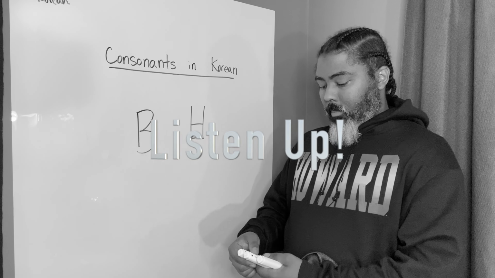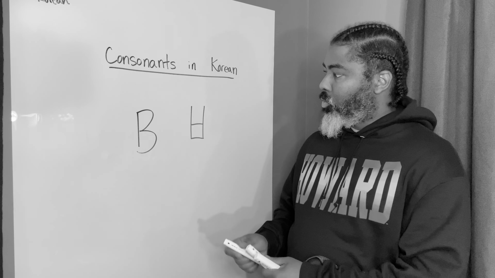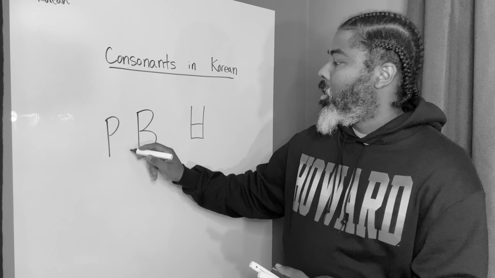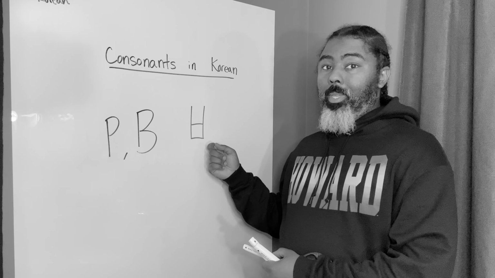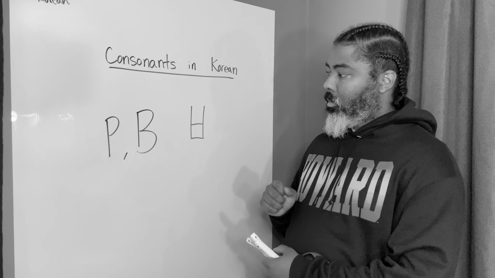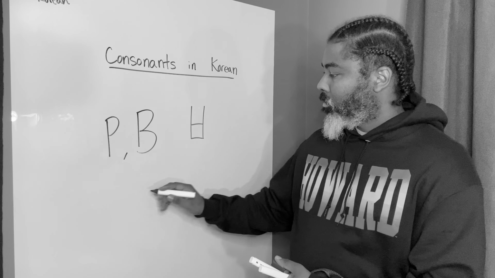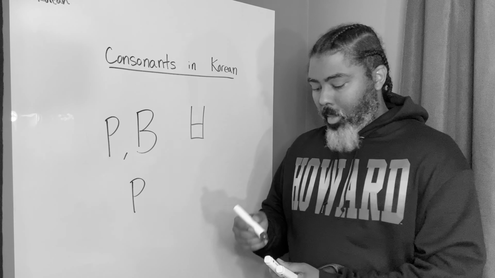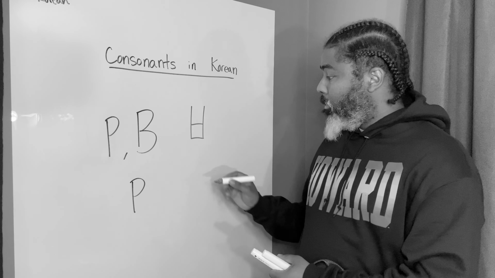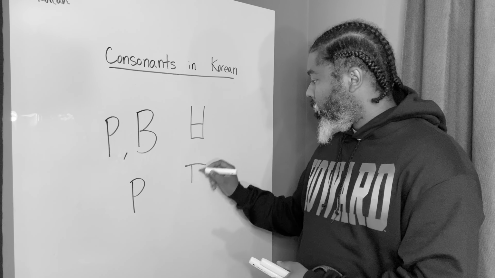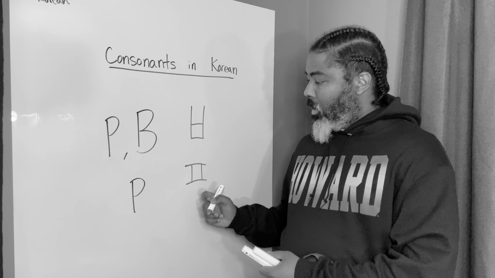Just as with the L and the R, this B can also be confused with the letter P. So this B can also be confused with P. Now, what you will find is that there is a particular letter or character in Korean for the letter P, and only for the letter P. All right? P.